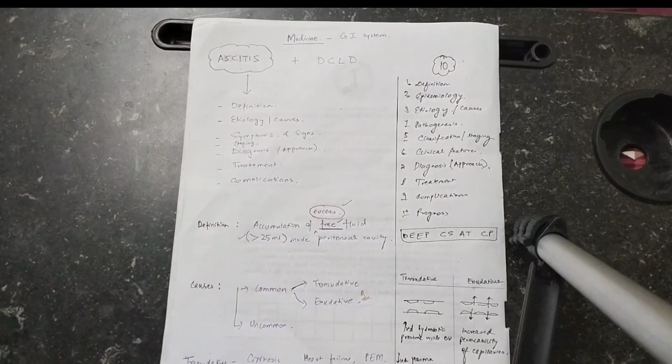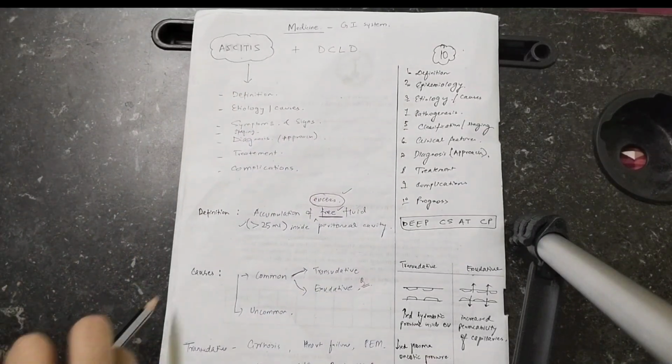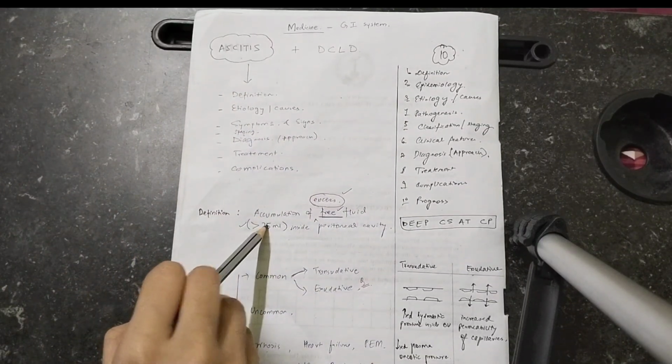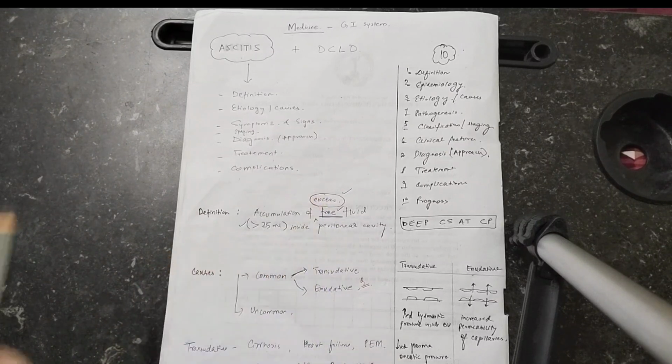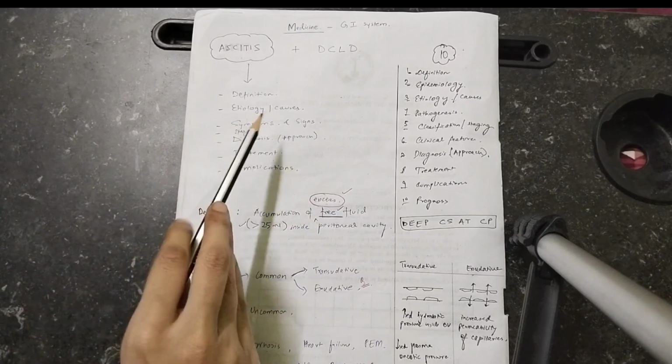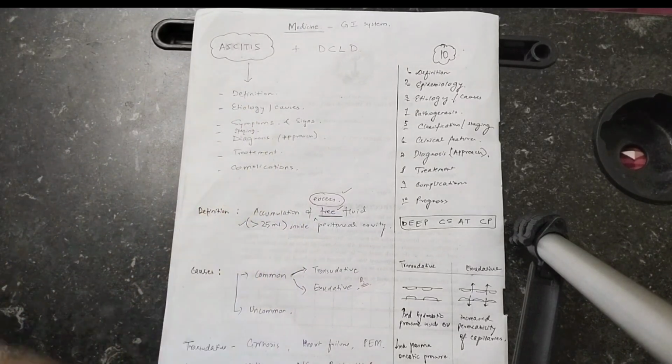So as I said, we'll start with the definition of ascites. What do you mean by ascites? Ascites is the accumulation of excess free fluid in the peritoneal cavity. There is already some fluid in the peritoneal cavity. When there is excess of this free fluid, that is called as ascites. Next is the etiology or the causes.